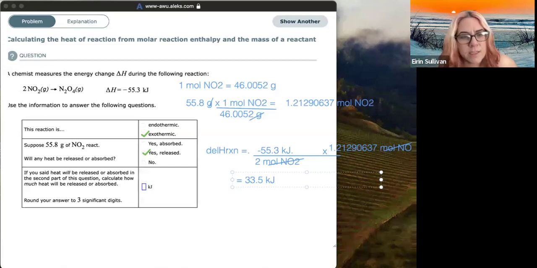But because the wording of this question has already asked us if heat is released or absorbed, I don't think you need to put it into ALEKS with the minus sign. I think you just say the magnitude, the amount, is 33.5, because you've already indicated that it's being released.